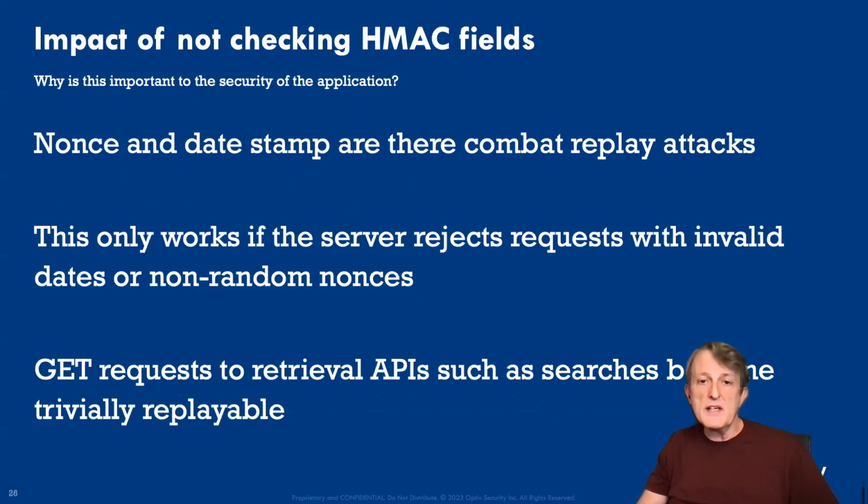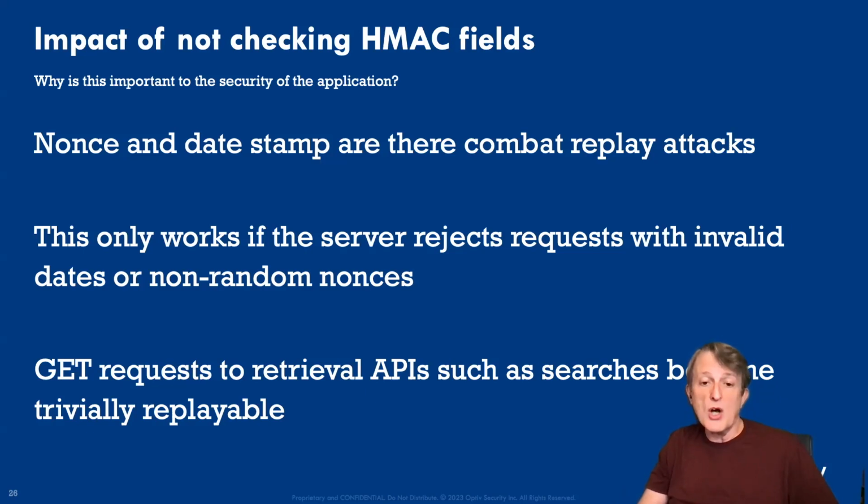So here's the impact of HMAC fields and testing them properly. The nonce and the date stamp are there to combat replay attacks. That's an important role they're playing, and you need to be checking them, or else you are vulnerable to replay attacks. The server needs to reject requests with invalid dates. Checking nonces is a little more awkward because this is going for a more stateless sort of thing. Keeping a list of all the nonces that have been sent, in theory, would be the correct way to do it. In practice, that's difficult, but at least you could check that the nonce had something in it and not just a zero, or not just the same nonce over and over and over.